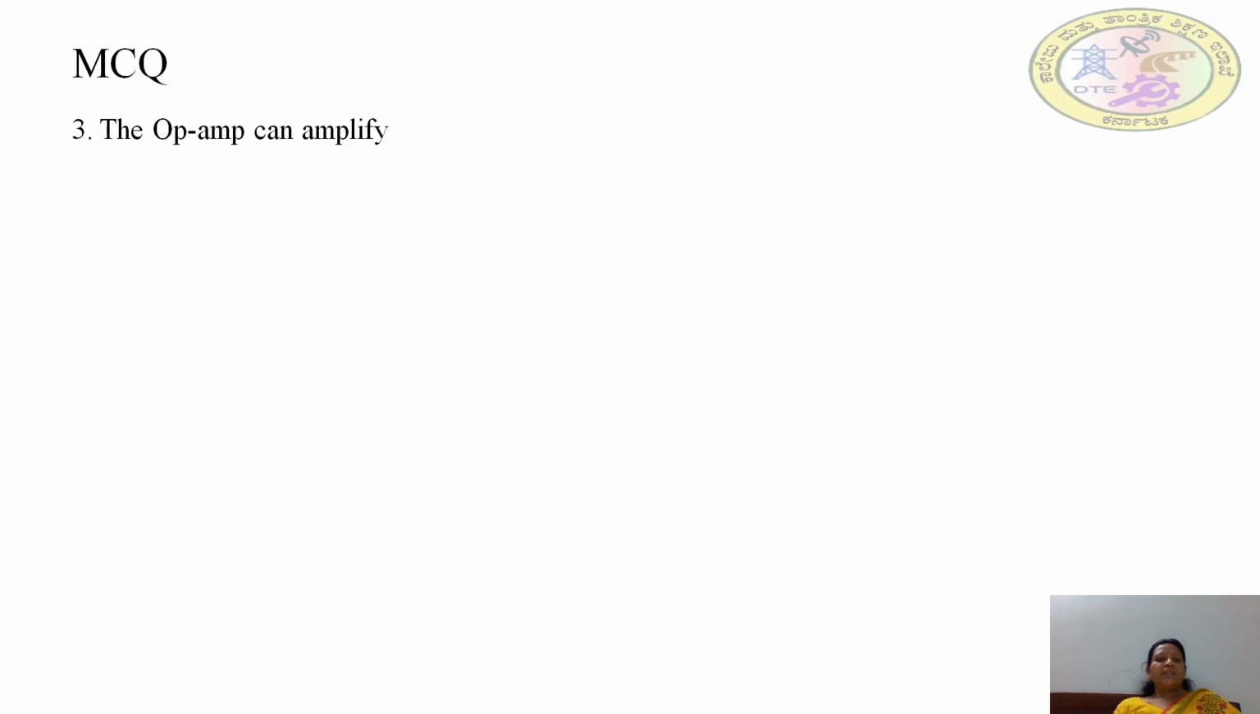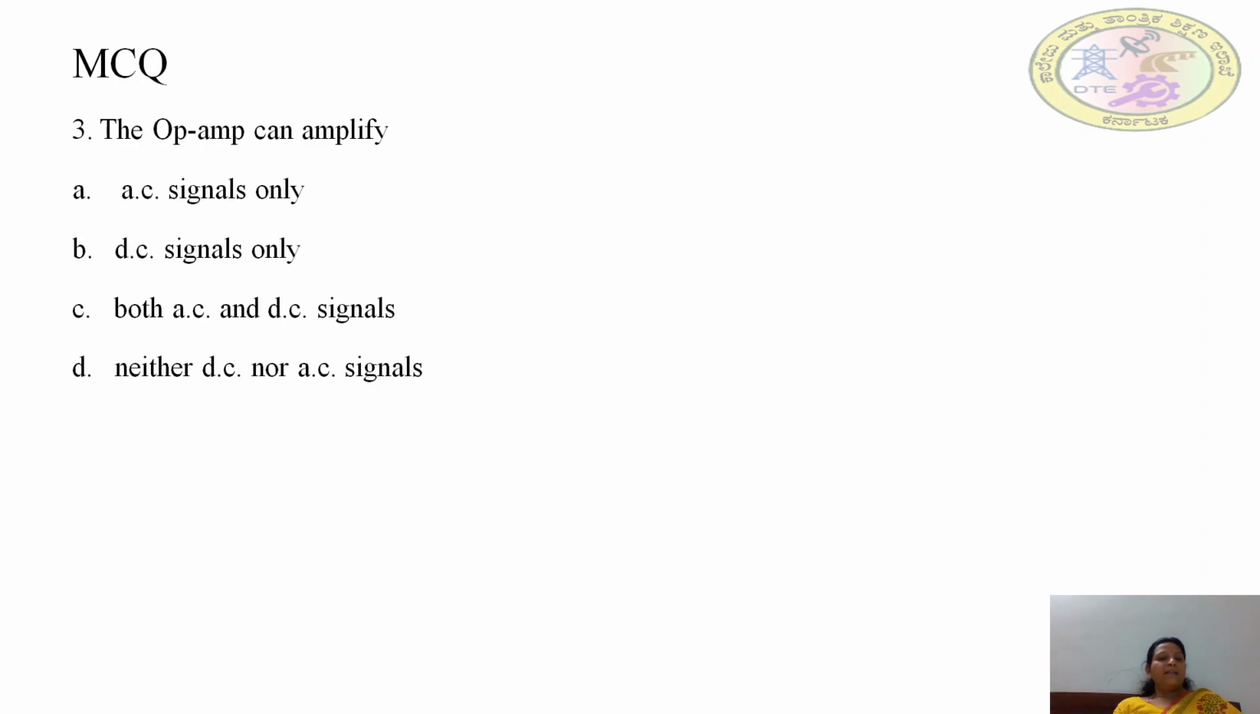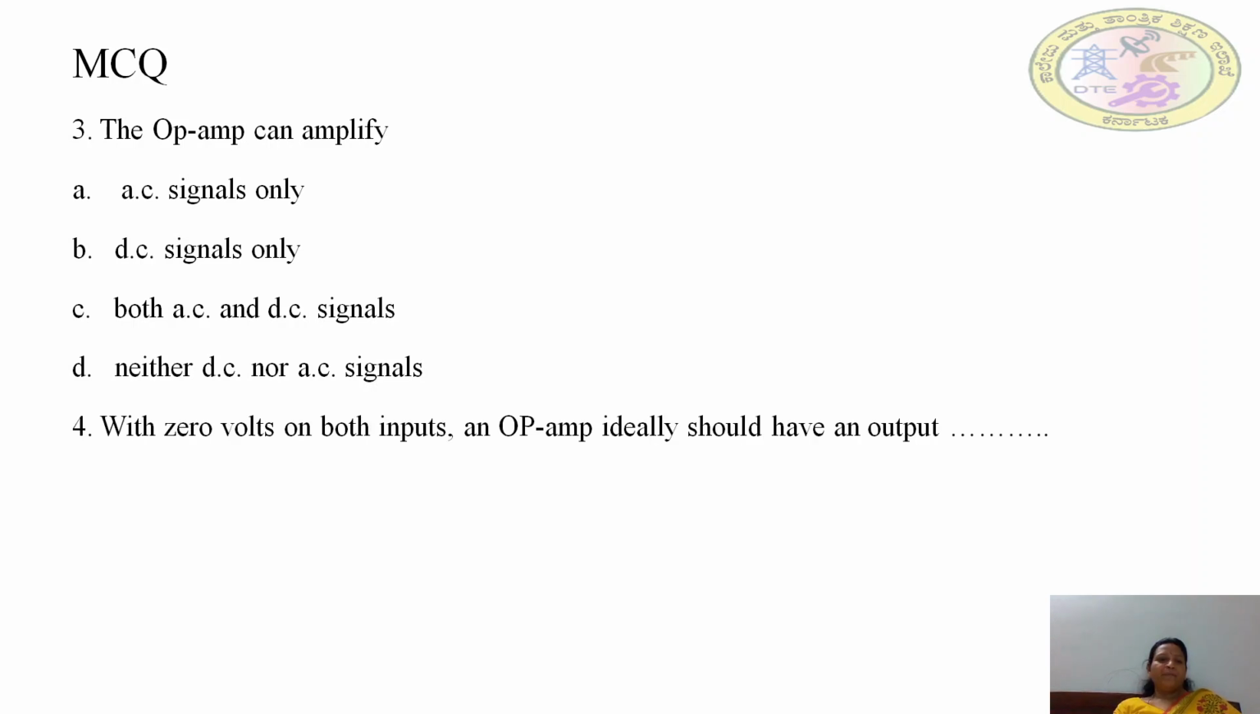So the third question is, the operational amplifier can amplify. Let's look into the options. Option A, AC signals only. Option B, DC signals only. Option C, both AC and DC signals. Option D, neither DC nor AC signals. So in the beginning of the session, I told you that the operational amplifiers are capable of amplifying both AC as well as DC signals. So option C is the right answer.